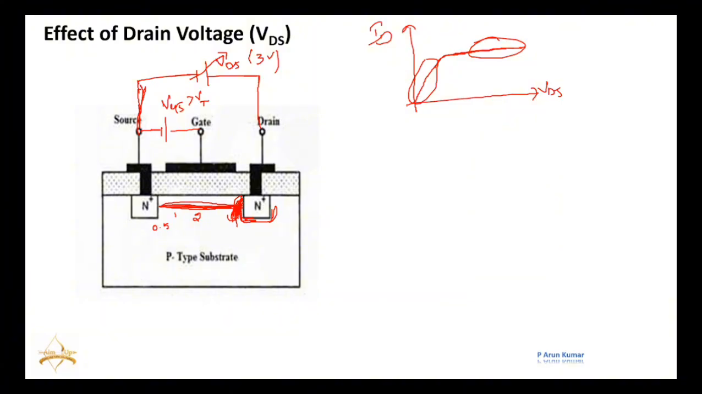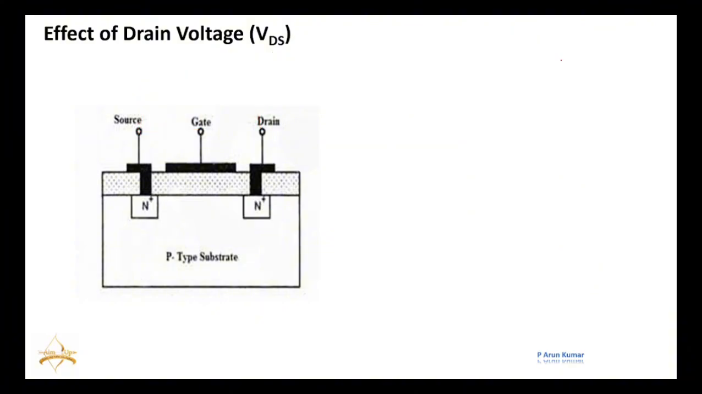If I increase this VGS, then again I will get the same graph like this. Let us say this is VGS at 4 volts, and this is VGS at 5 volts. Because at VGS of 5 volts, the channel width goes on increasing. If channel width increases, the maximum current also increases like this. If VGS equals 3 volts, the same graph will be shifted downwards like this. This is the curve at VGS equals 3 volts.